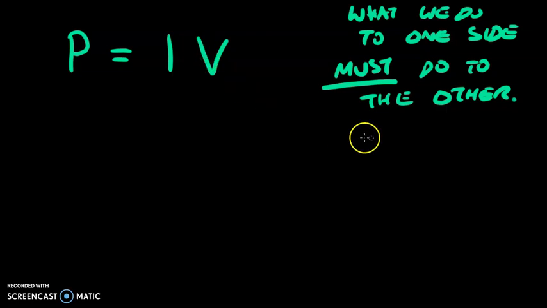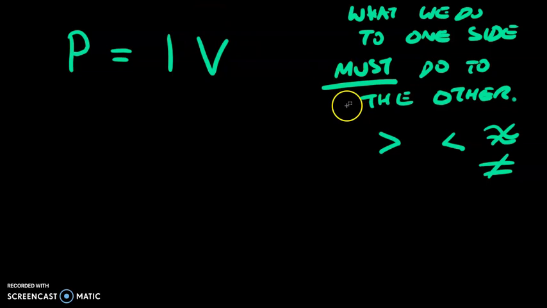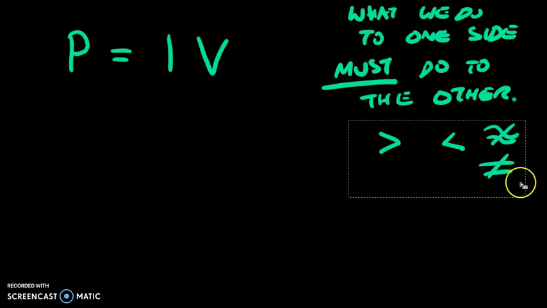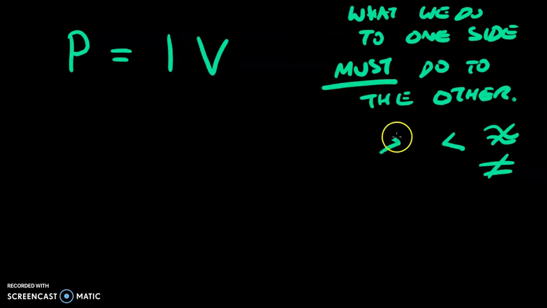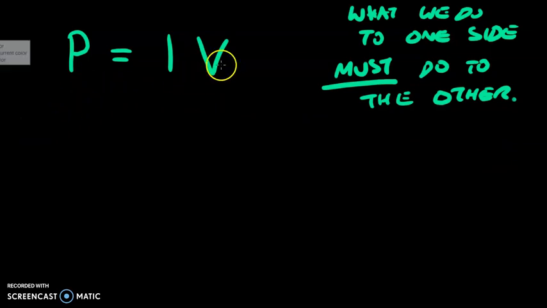So we don't have greater than or less than symbols, or proportional to, or not equal to, whatever that is. We don't have those. What we have is simply the equal sign in the middle, and the equal sign is going to stay the whole way through. Because of that, we need to make sure we keep the formula, the equation, balanced at all times.